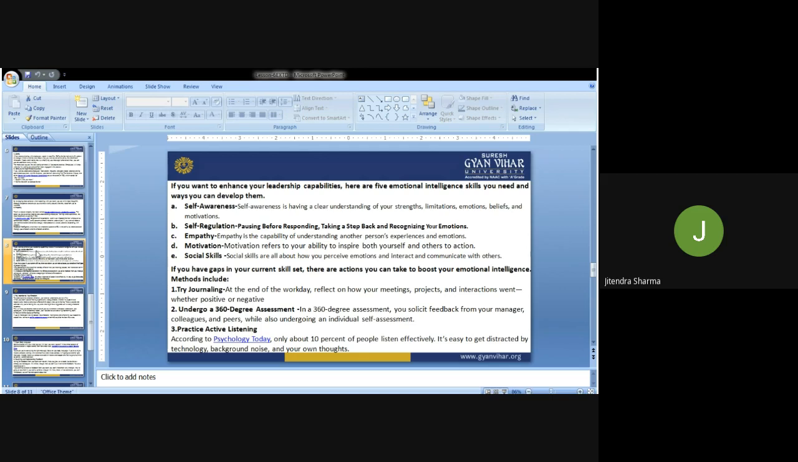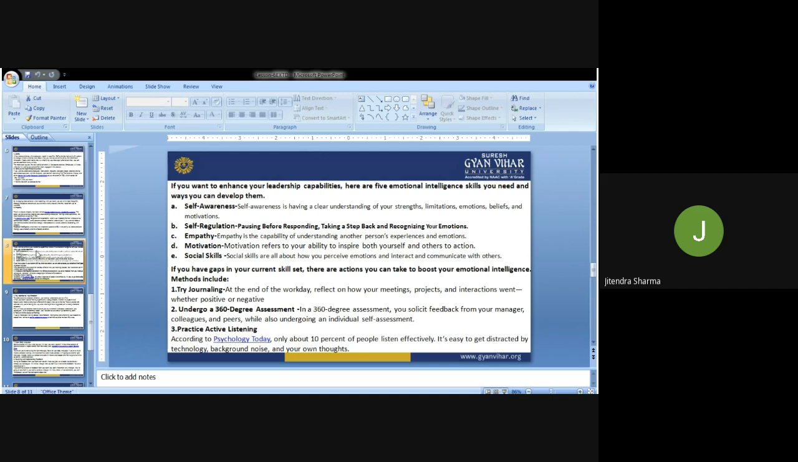Until and unless you undergo the 360 degree assessment, which is required to reach a particular decision or to give guidance to others, you won't have the full picture. If you undergo this 360 degree assessment process, then definitely you will have much more self regulation and self awareness. Then you will have more empathy, motivation, and social skills.